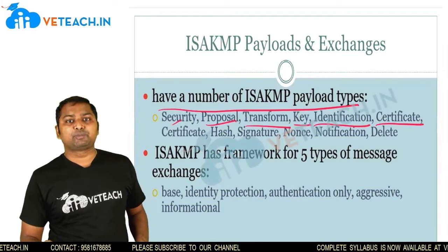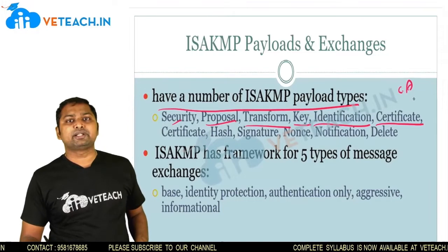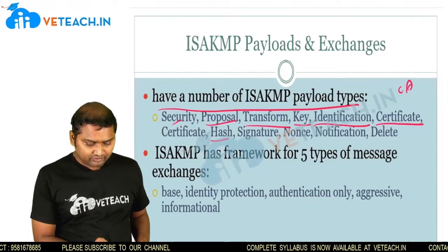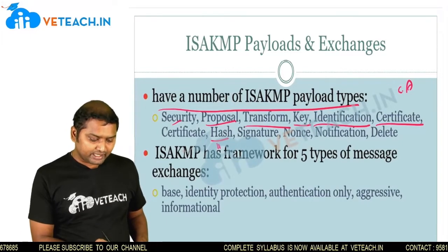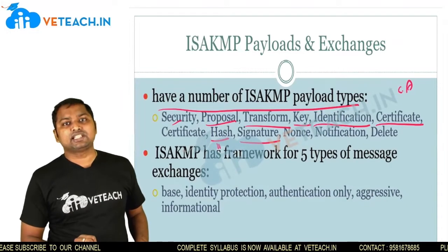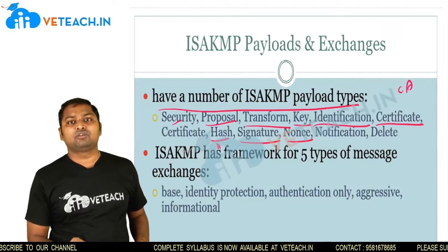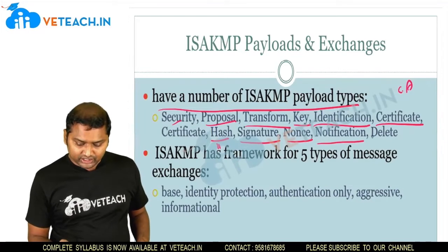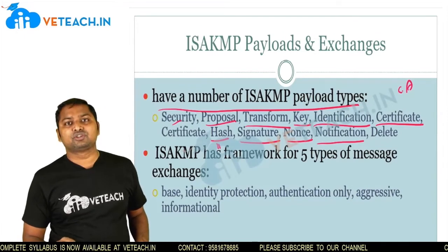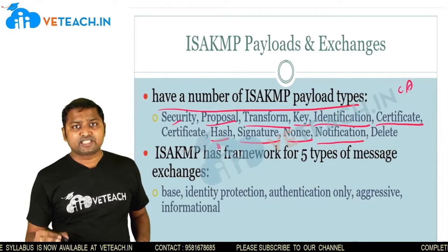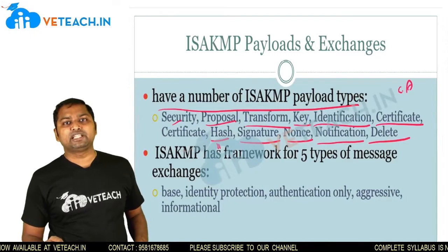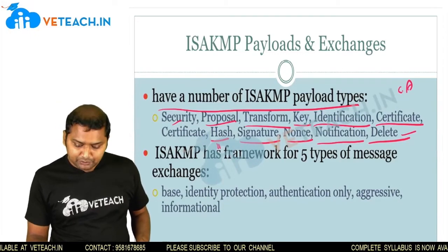Certificate, who will provide it? The CA, that means the certificate authority, will generate a certificate. Then hash, which is represented by hash. The hash code you are generating, and signature means digital signature. Nonce means one type of message, and notification. After applying all these operations, you will get the notifications before sending the data from sender to receiver. If there is any problem in that message, you may have a delete option.